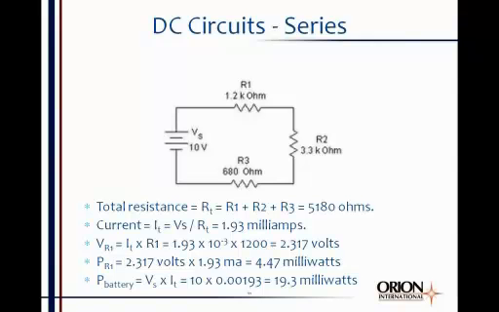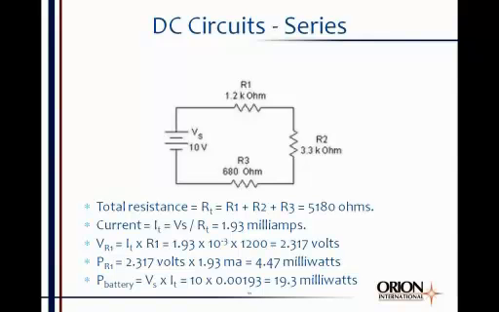Well, R1 is 1.2 K ohms, or 1,200 ohms. R2 is 3,300 ohms, and R3 is 680 ohms. If I add those three values together, I come up with 5,180 ohms. That is the total resistance as seen by the battery.